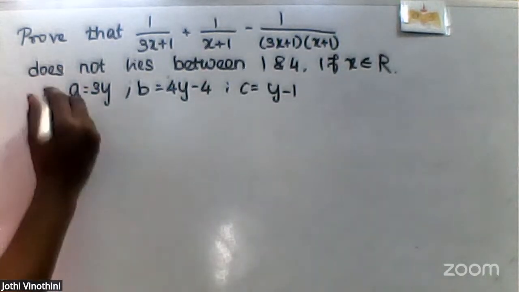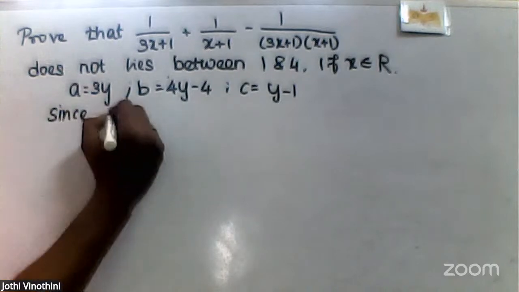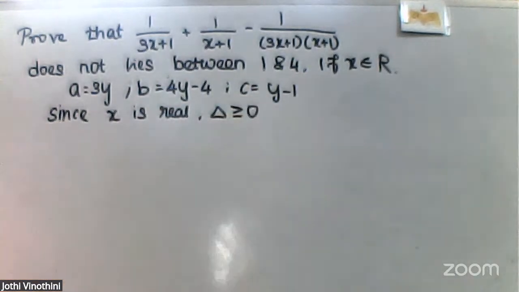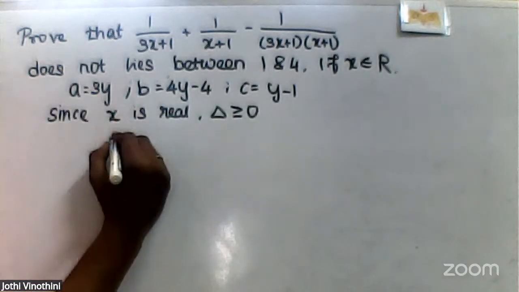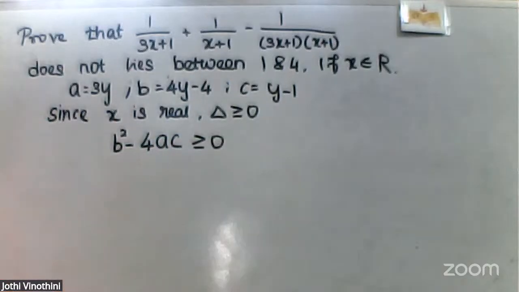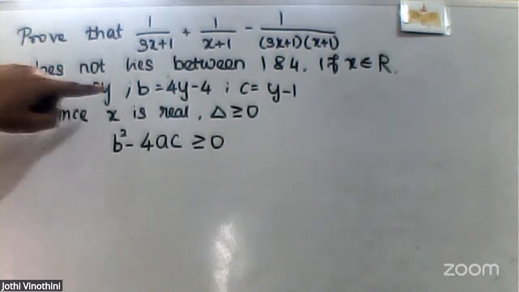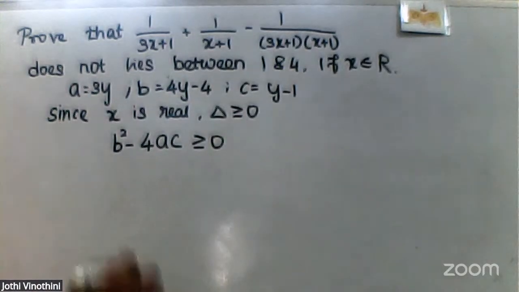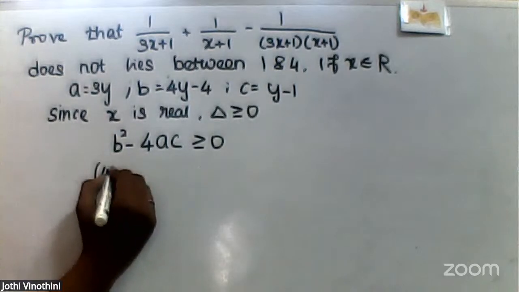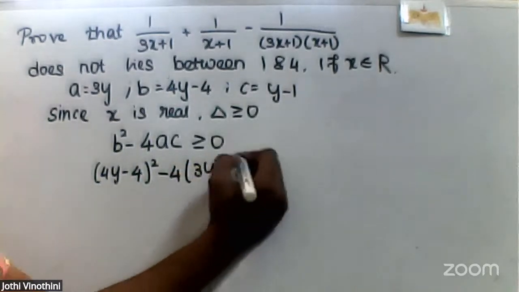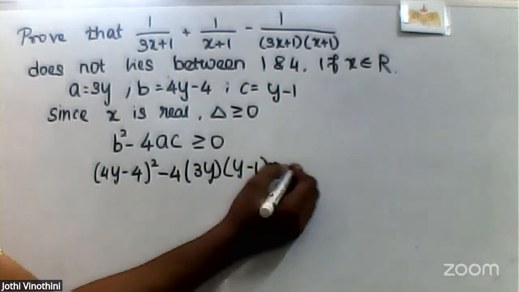So if x is real, since from the question x is real, we can say that del must be greater than or equal to 0. If del must be greater than or equal to 0, then b squared minus 4ac must be greater than or equal to 0. We know the values of a, b and c, so we can easily substitute them. What is b? 4y minus 4 the whole square minus 4. What is a? 3y. What is c? y minus 1, greater than or equal to 0.